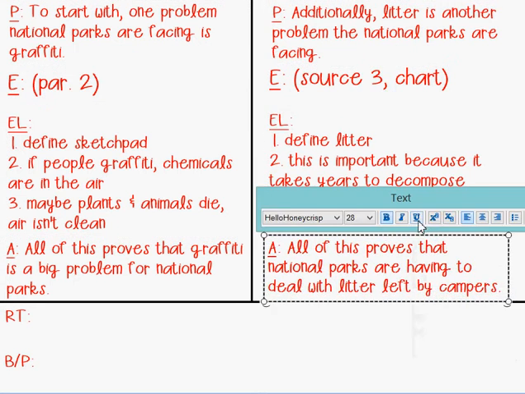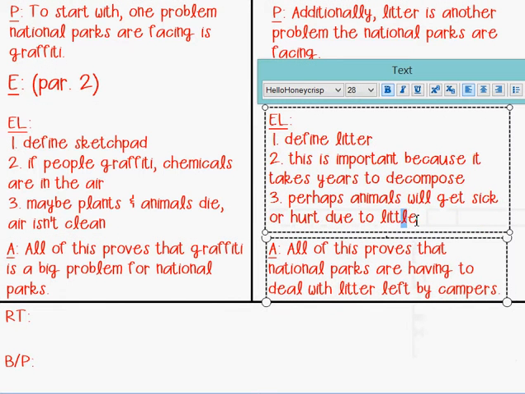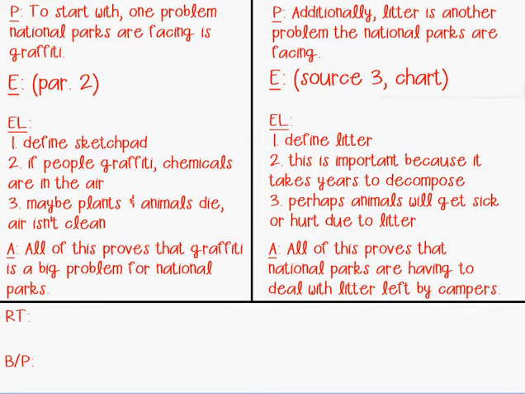So why is it bad? It's going to be bad because animals and plants could get sick, okay, could get hurt, especially animals could get hurt. And then my argument, I still start off with all this proves that national parks are having to deal with litter left by campers. So I talked about it being a problem because they have to deal with it. And what's the problem? The problem is litter. Okay, so now I have my intro done, my PEEL number 1 done, PEEL number 2 done, and now I'm going to work towards my conclusion.